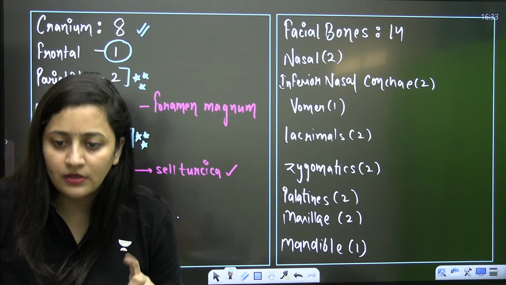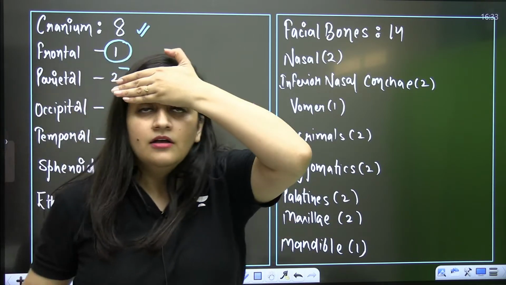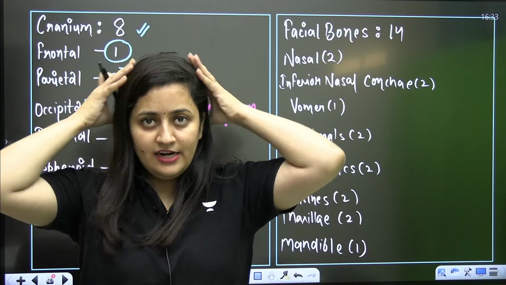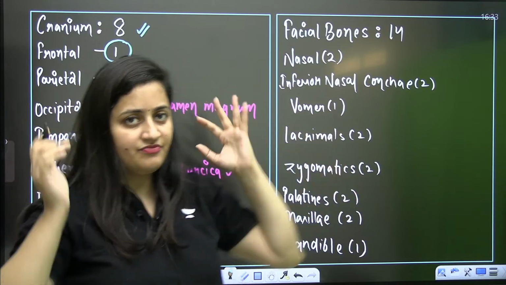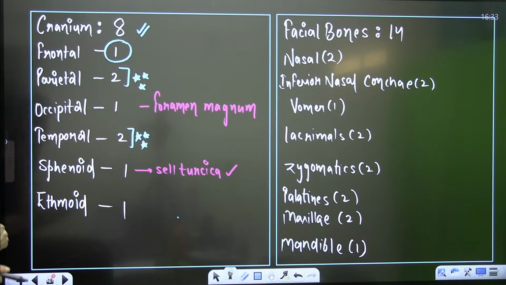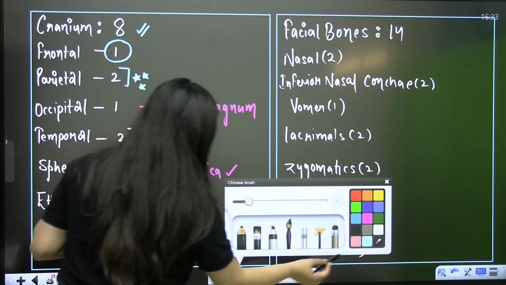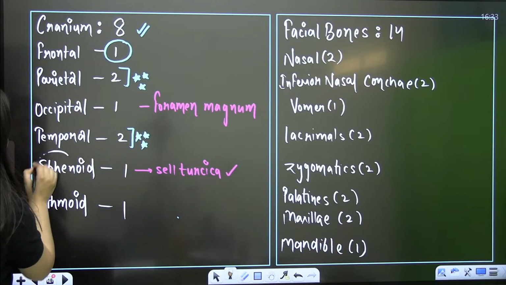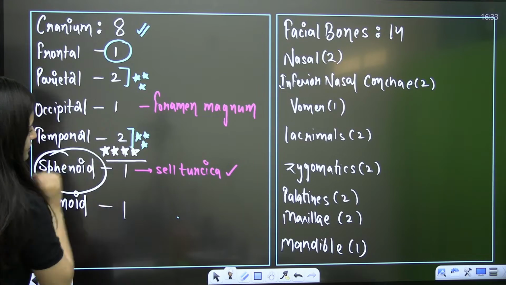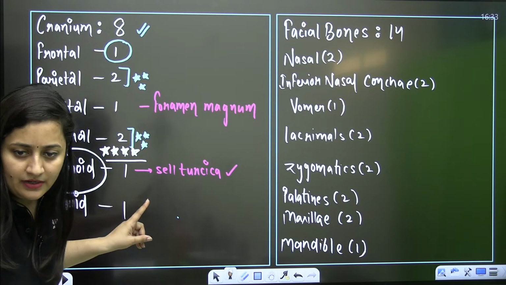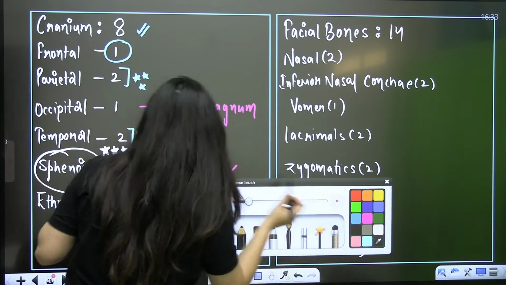This is one question. I'm repeating this again: frontal, parietal near this ear, temporal here, occipital, ethmoid, sphenoid. That's it. So what you need to remember here: the sphenoid bone is given in the chemical control part as well. This is what you need to remember. Directly, I'm telling you the MCQ based questions.